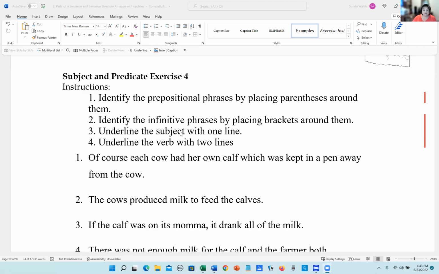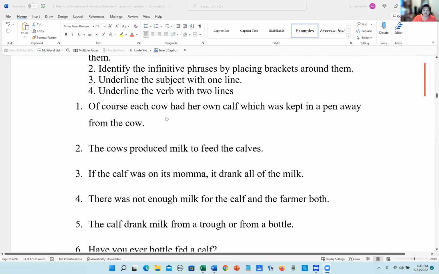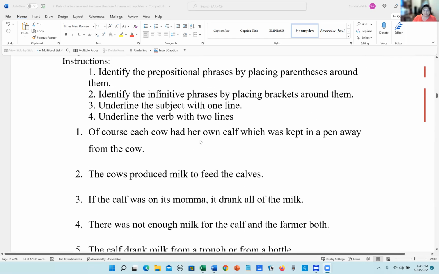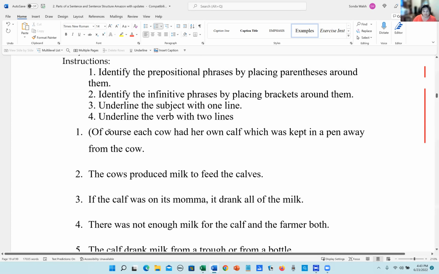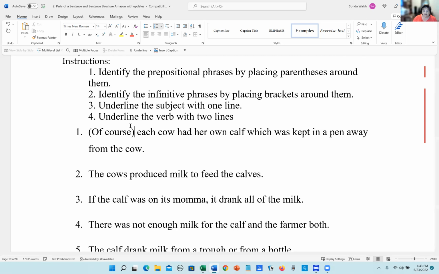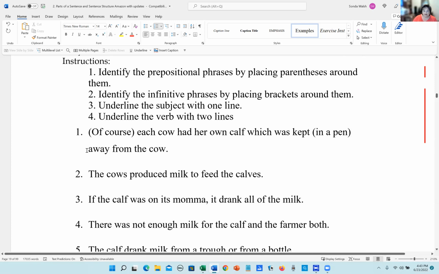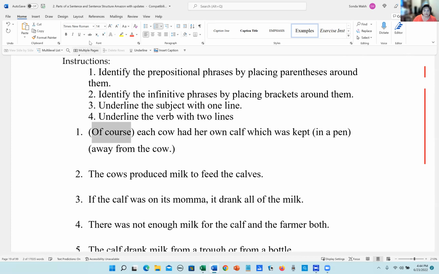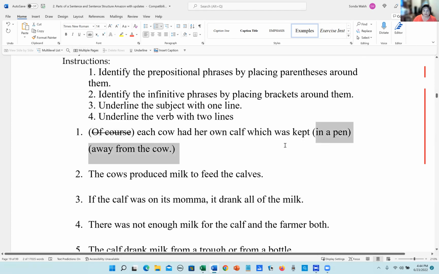All right, this is exercise 4, identifying subjects and predicates. So the first thing we want to do is identify prepositional phrases. So "of course" is a prepositional phrase. I'm going to put parentheses around that. "In a pen" is a prepositional phrase. And "away from the cow" is a prepositional phrase. So I can put a line through those because those will not have my subject and verb.